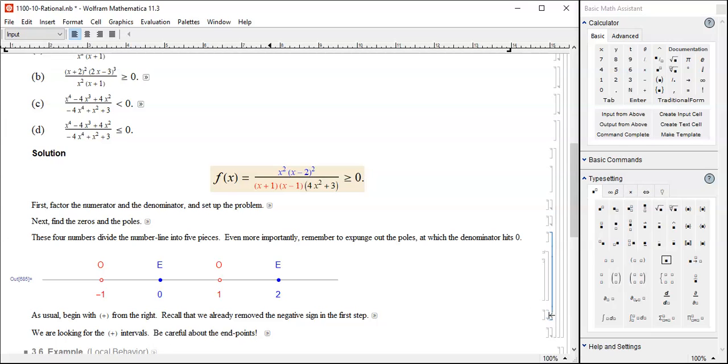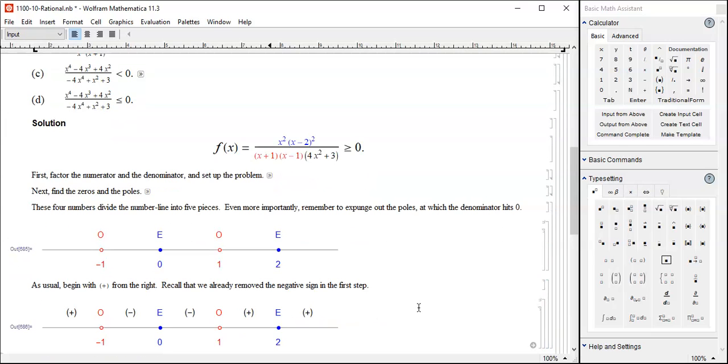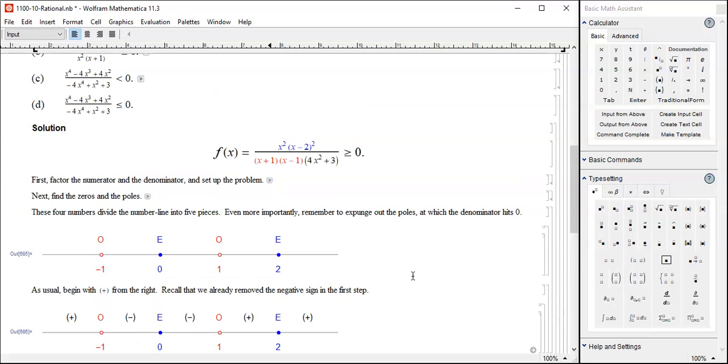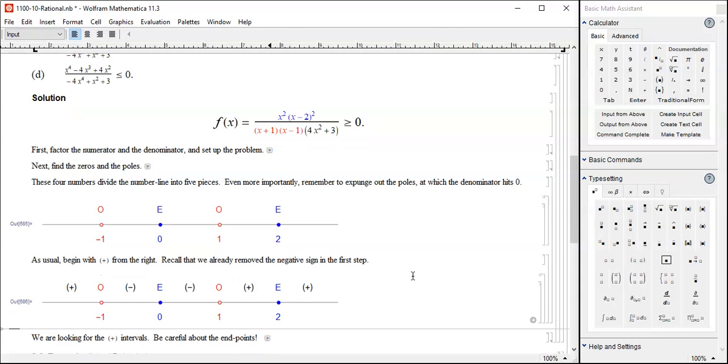And then we apply the sign analysis as before, plus, minus, plus by the same reason. Crossing even, same sign. Crossing odd, sign change. Okay, we are looking for plus intervals. Be careful about the endpoints. Okay, what do we have here?